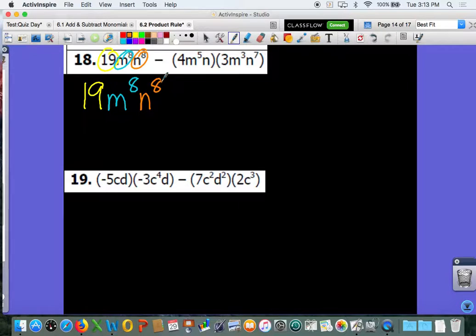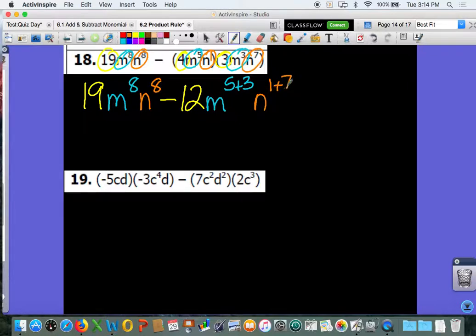Okay, so there is nothing to add or combine. I'm so sorry, there is nothing being multiplied that I could add together. So I just bring it down. Next, I look at the other side of my subtraction sign. I can go ahead and multiply 4 and 3. I've got 12. I've got m to the 5th. Wow, do I have another m? Yep, right here. So m to the 5th plus 3. And I've got n, I know there's an invisible 1. So I've got n to the 1 and plus 7.